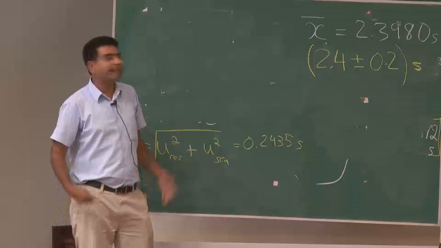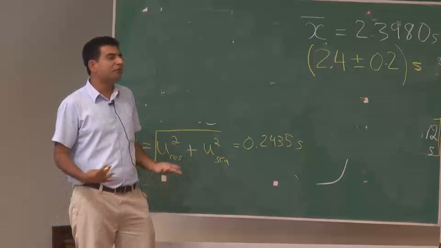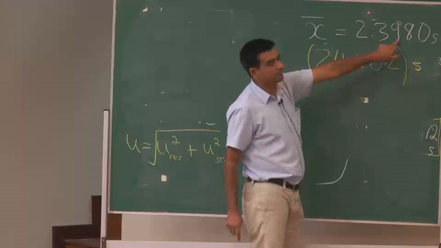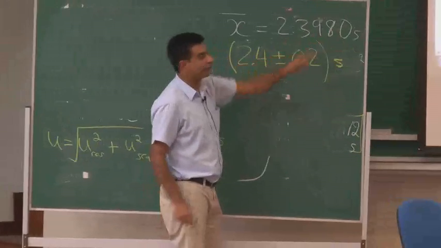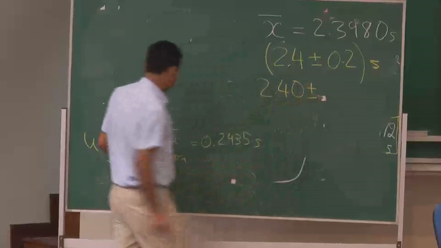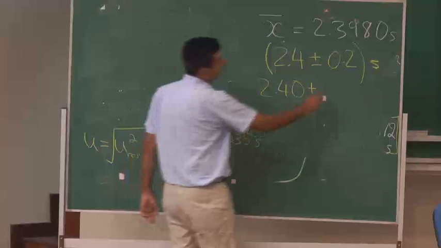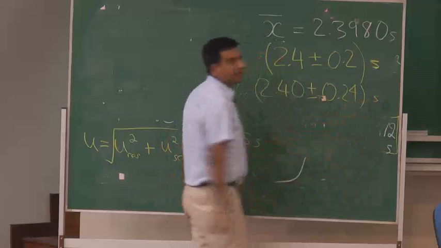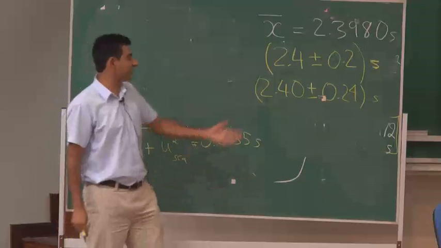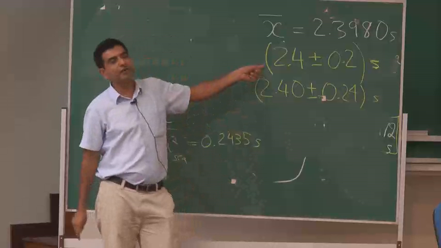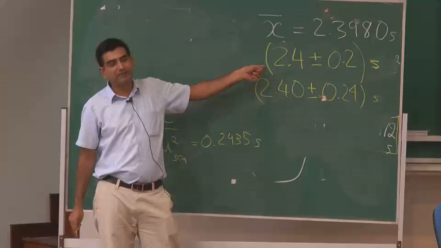Alright. The second possibility, which I would not really follow, is that I would round it up to this point. This becomes 2.40 plus minus 0.24 seconds. This is if I would really like to show off to my instructor that I calculated the uncertainty to 2 significant figures. But this is good enough. 2.4 plus minus 0.2 seconds.